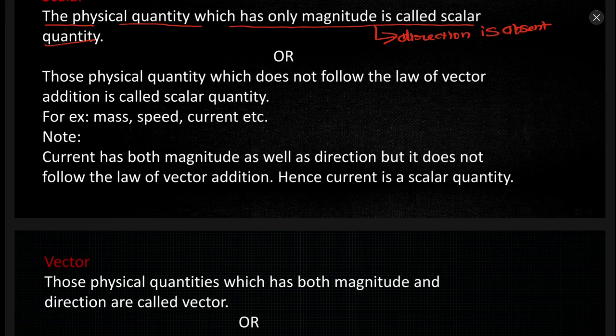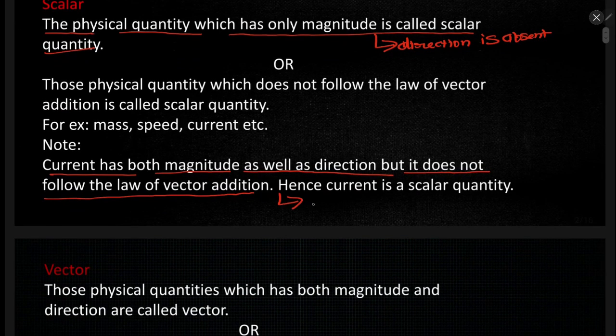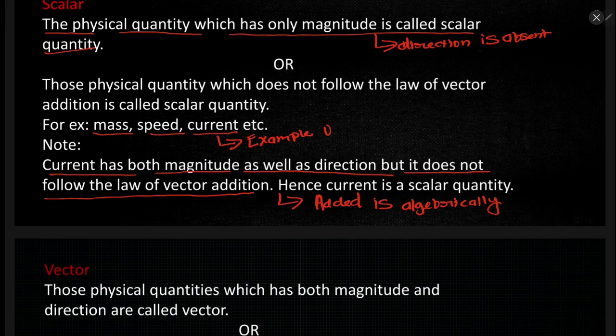For example, current has both magnitude as well as direction, but it does not follow the law of vector addition. Current is added algebraically, therefore it is scalar quantity. Mass, speed, current, these are the examples of scalar quantity.